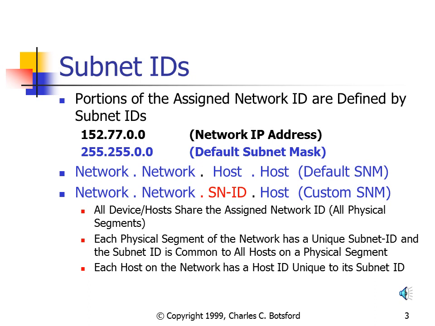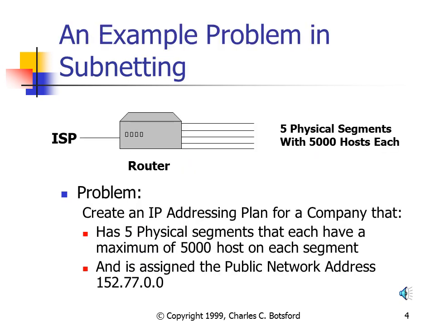Now then, each physical segment of the network would have a unique subnet ID, and then all computers on that physical segment would share that same subnet ID. Now then, of course, each host would have to have a unique host address, and that's unique to the subnet ID. In the next few presentations, we'll be going through an example to demonstrate how to do custom subnetting.